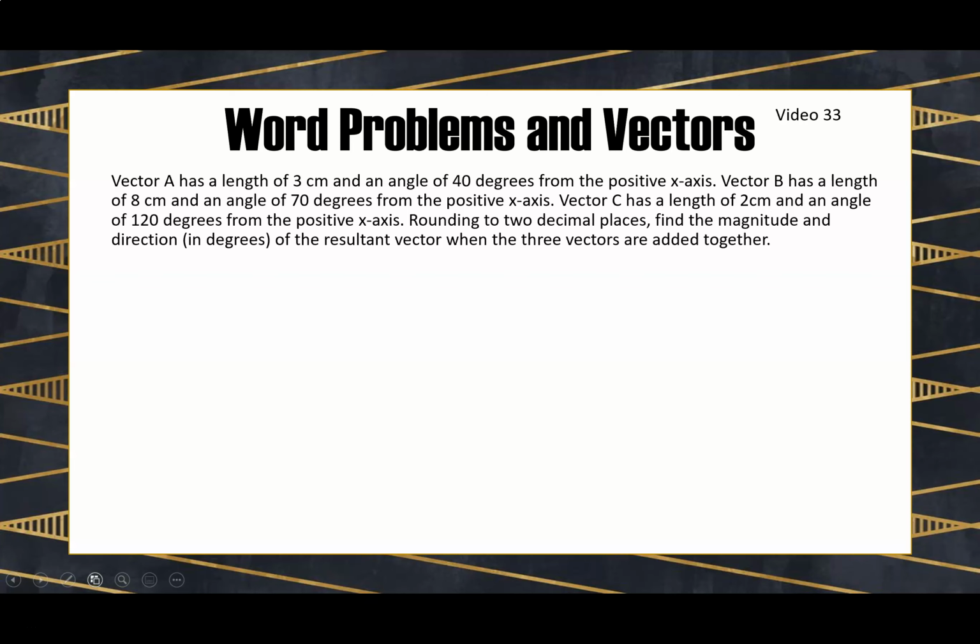So don't panic. All right, vector A has a length of 3 centimeters and an angle of 40 degrees from the positive x-axis. Vector B has a length of 8 centimeters and an angle of 70 degrees. Vector C has a length of 2 centimeters and an angle of 120 degrees. Rounding to 2 decimal places, find the magnitude and the direction in degrees of the resultant vector when the 3 vectors are added together. So first thing I do is I draw a quick picture.